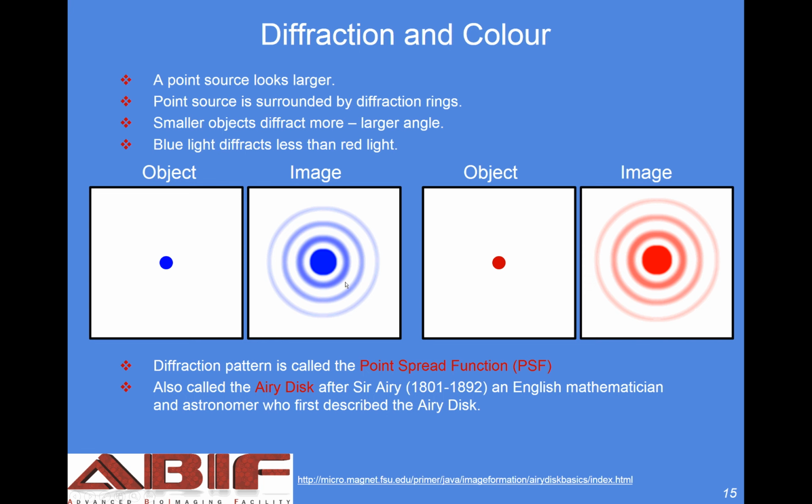This diffraction pattern is called the point spread function, so it's the way that the light from a point is spread as it goes through the optics of the microscope. And it's also called the Airy disk after Sir Airy, who was an English mathematician and astronomer who first described this diffraction pattern and called it the Airy disk.